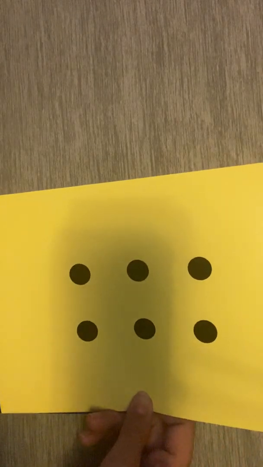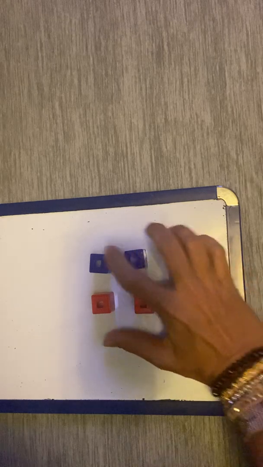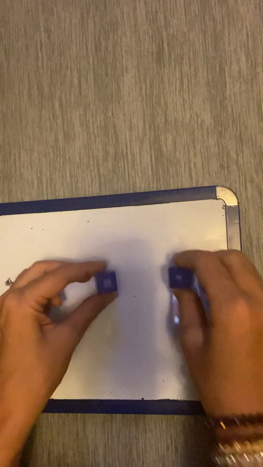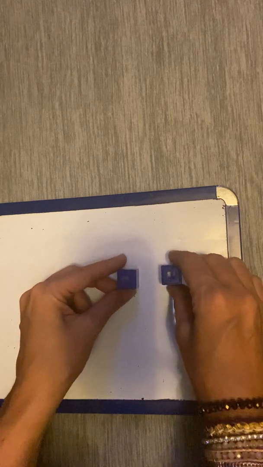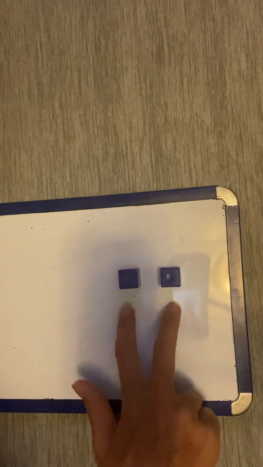Okay? 6. So, what we're going to do now is I'm going to make a dot pattern, and you tell me what number it's representing. Okay. So, if I put these dot patterns out, or these linking cubes out, what dot pattern do the linking cubes represent? They represent the dot pattern for 2.